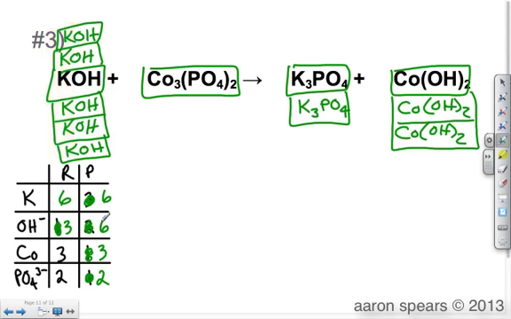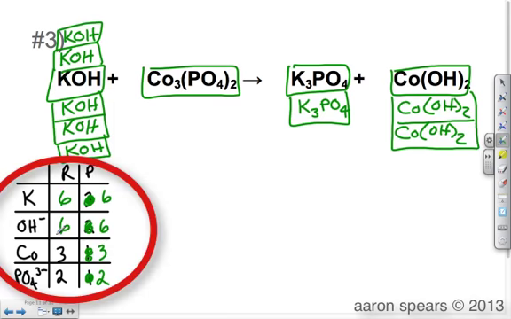But when I added these extra boxes of potassium hydroxide, I also added extra hydroxide ions. And so if I readjust my list, I now have a total of 6 hydroxide ions on the reactant side. You will notice this now balances our hydroxide ions. This also completes our work because all of the atoms and ions are balanced from the left to the right side of the reaction arrow.